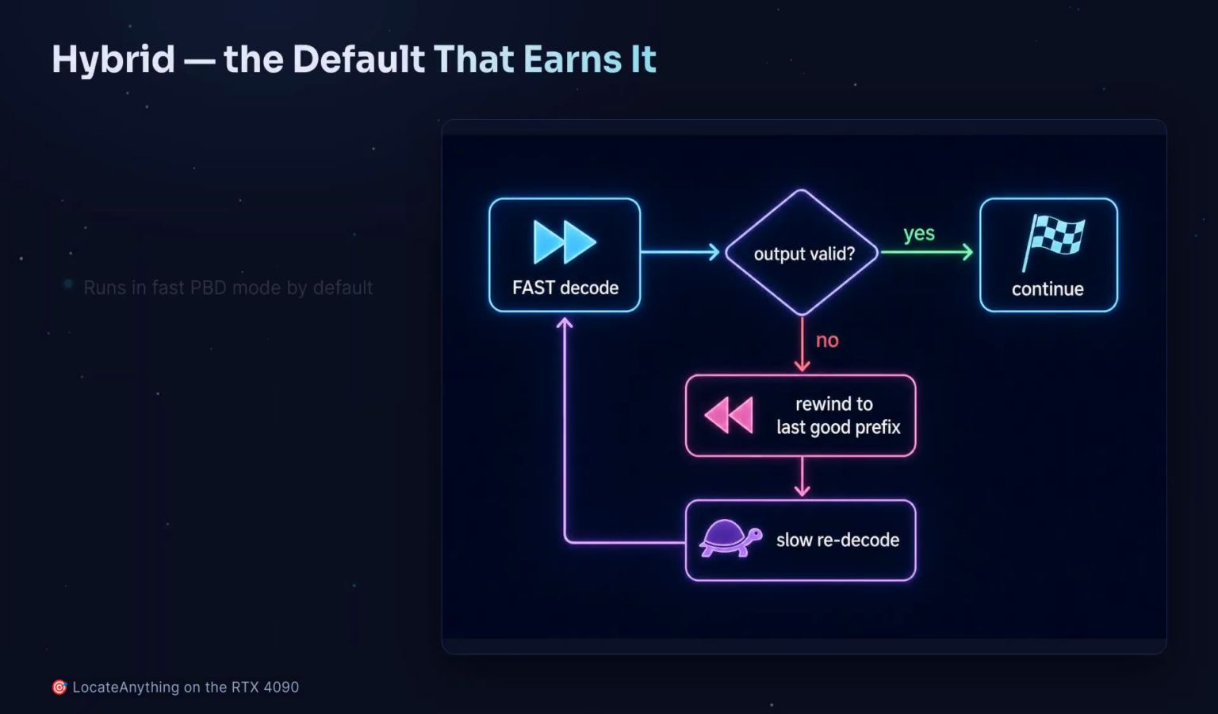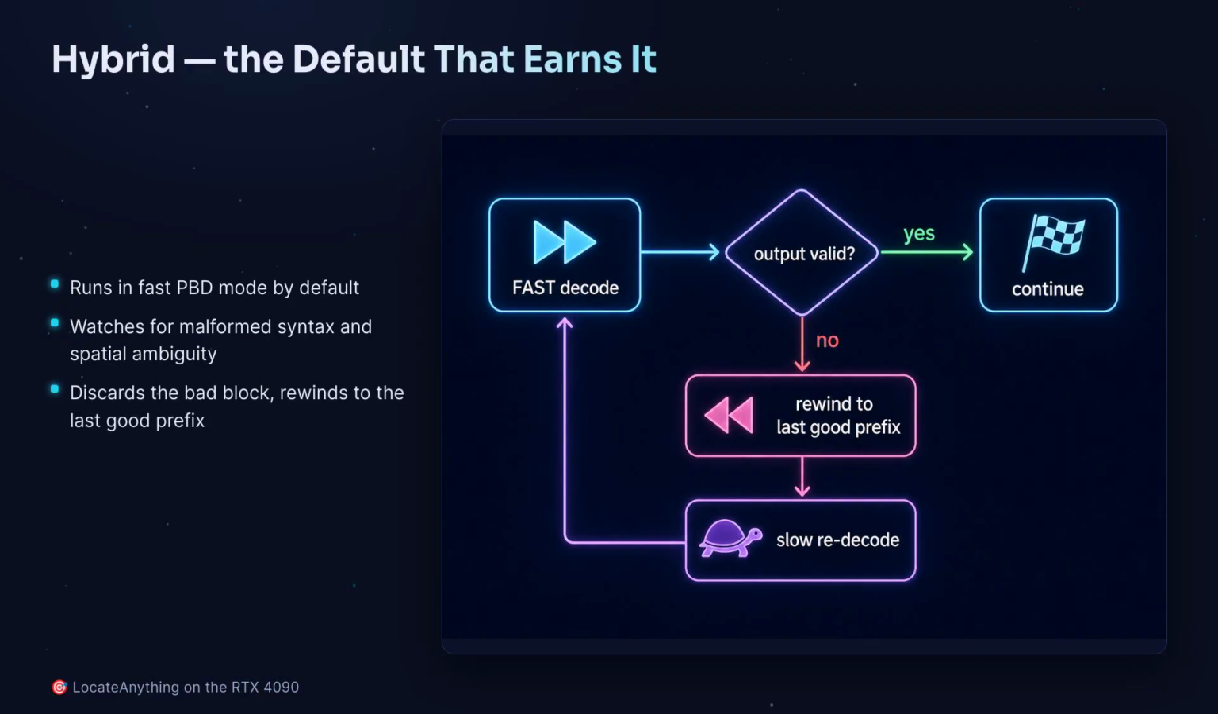And then there's hybrid, the default, and honestly the clever one. Hybrid runs in fast mode, but it watches its own output like a hawk. The moment it sees malformed syntax or spatially ambiguous coordinates, say 2 boxes blurring together in a dense crowd, it discards the compromised block, rewinds to the last verified prefix, redecodes just that block in careful token-by-token mode, and then switches right back to fast. You get nearly all the speed of parallel decoding with the reliability of sequential decoding. Use hybrid unless you have a very specific reason not to.